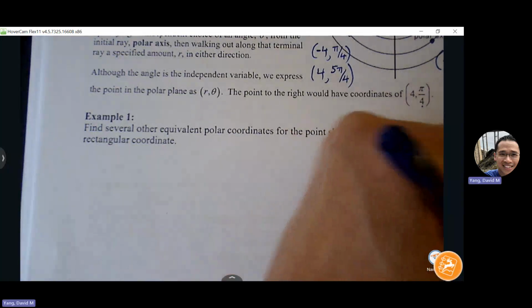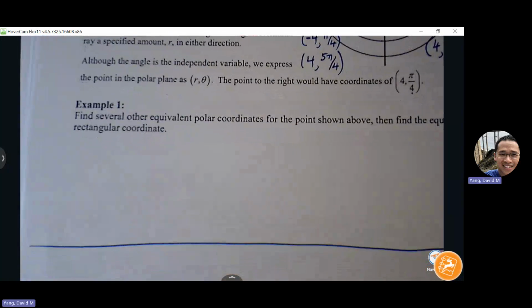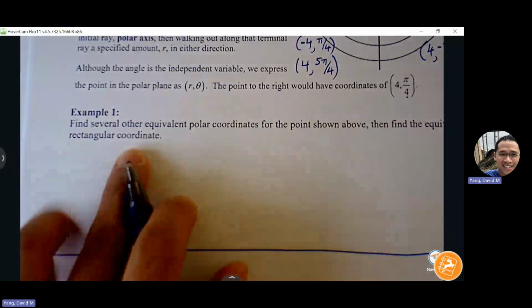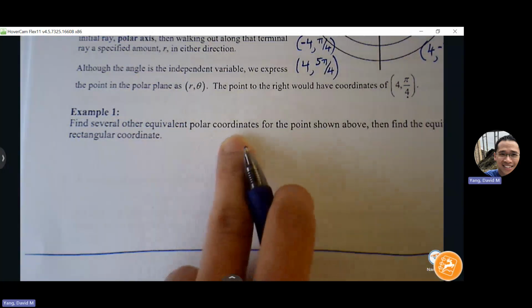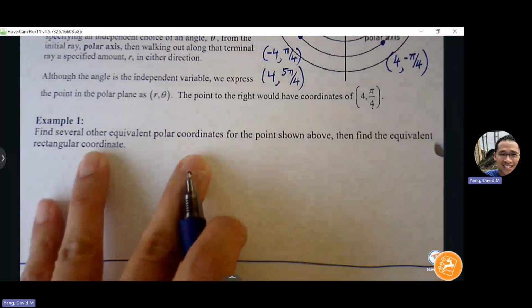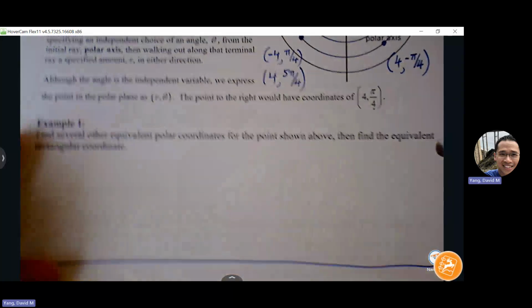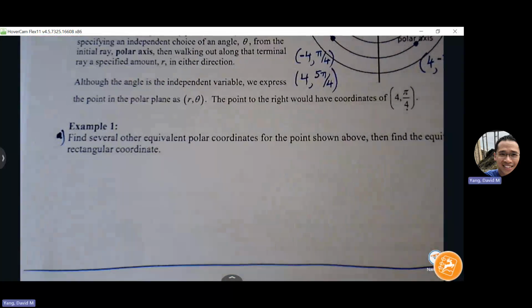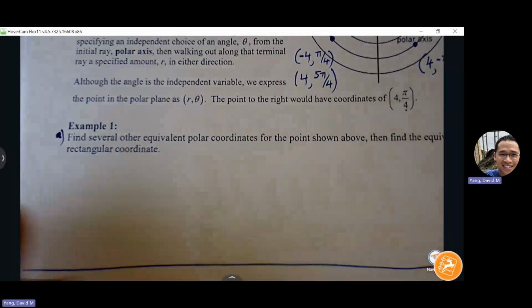Okay, let's try example 1 first, and then I have an example 2 that comes after. Okay, so example 1, it says find several other equivalent polar coordinates for the point shown above, then find the equivalent rectangular coordinate. Okay, we'll do that for part B. So let's do part A. Find several equivalent polar coordinates for the (4, pi/4).